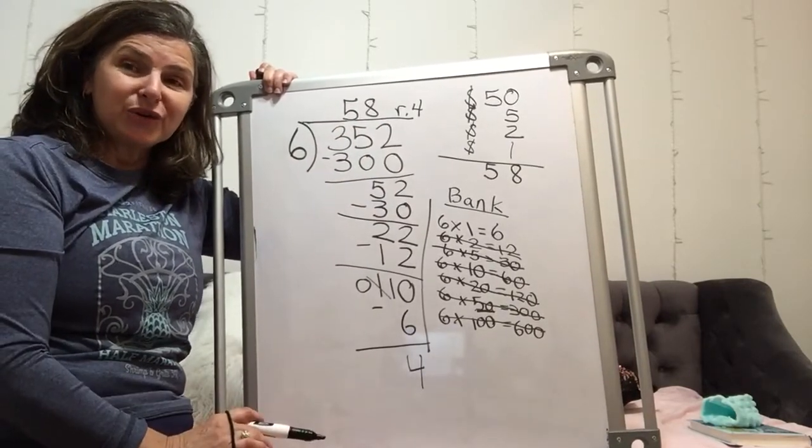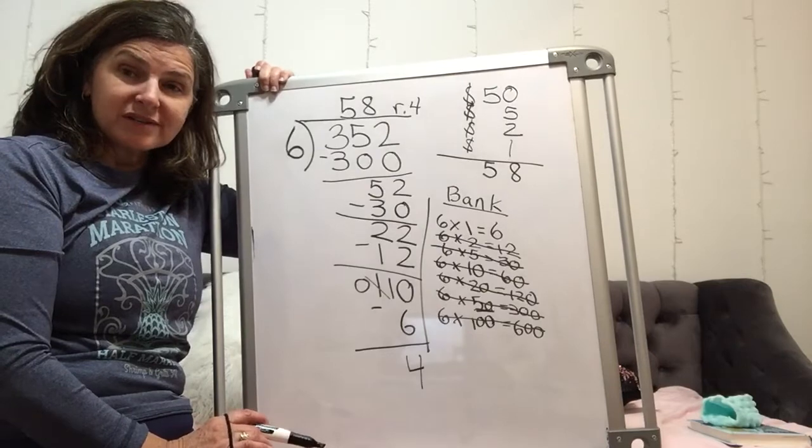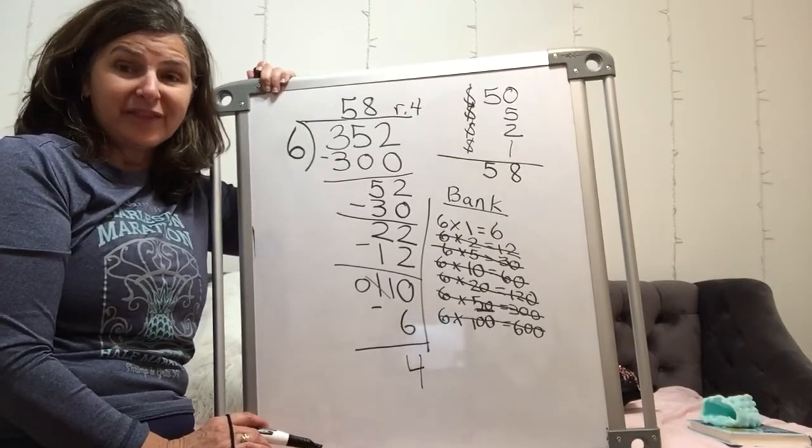And that's how you do division with partial quotients, or what we call at Shakora the bank method.